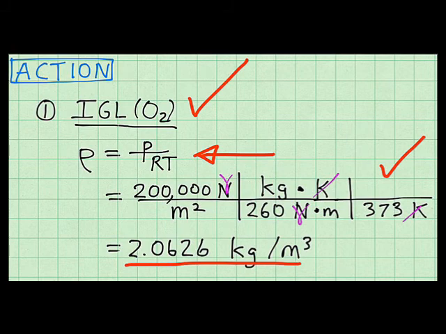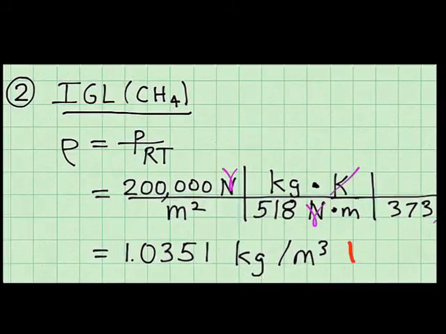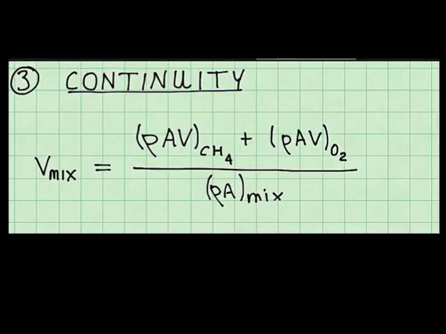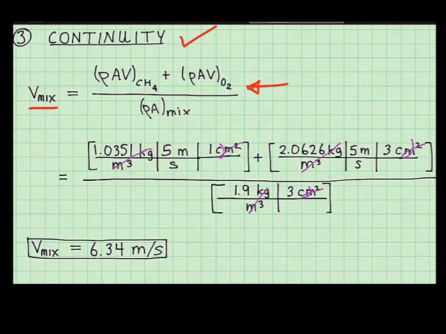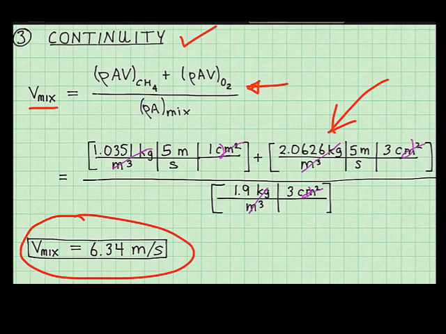Similarly, I next calculate the density of the methane. Here's the result. 1.0351 kilograms per cubic meter. Lastly, I apply the continuity equation to calculate the velocity of the mixture. So I took my equation from the previous section, rewrote it, got this equation, then I substituted in numbers right here, kind of a lengthy calculation, and here's the final result. The velocity of the mixture is 6.34 meters per second.